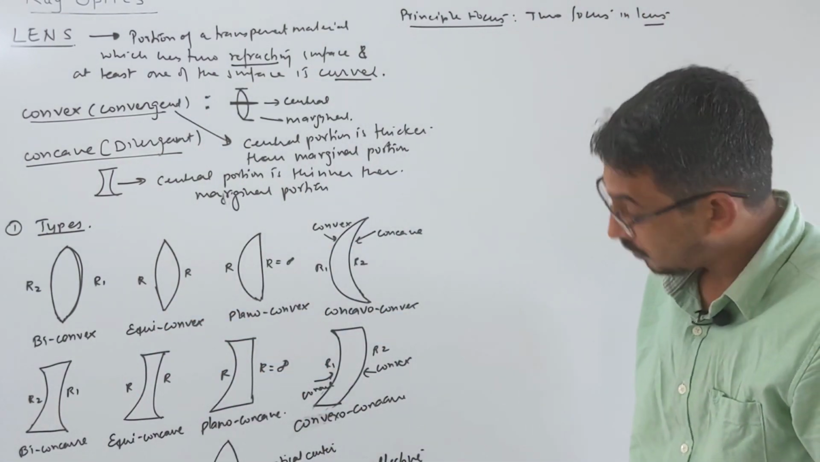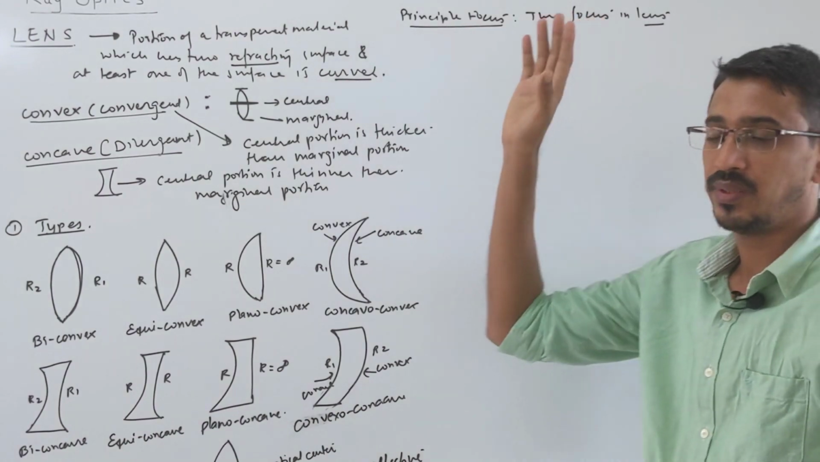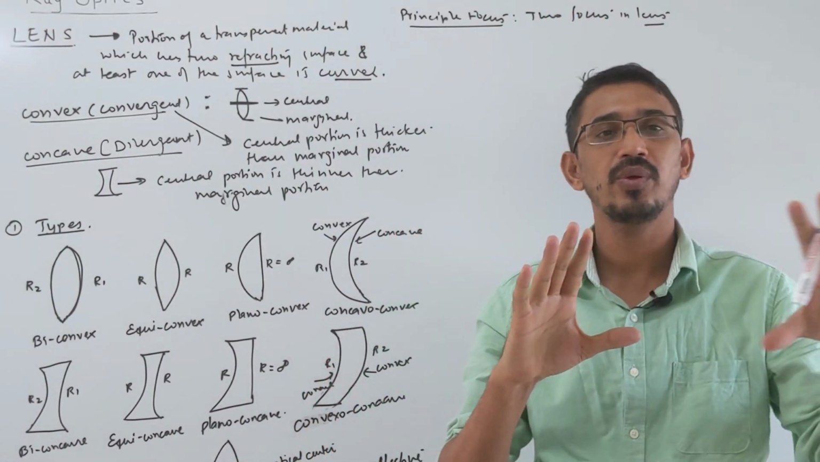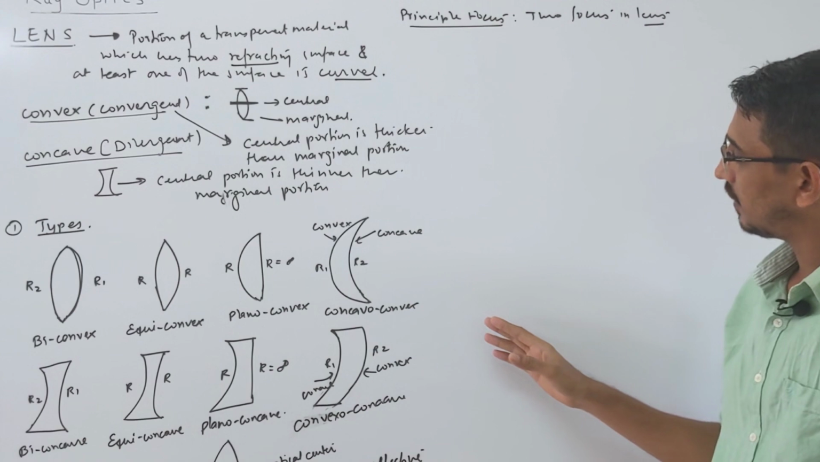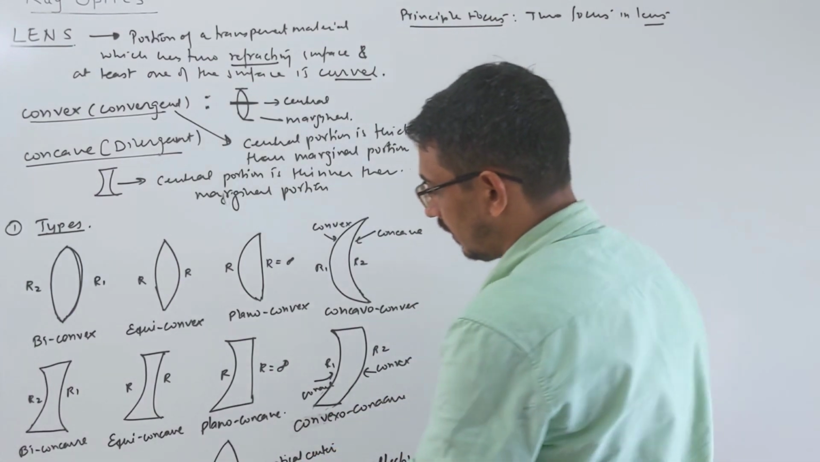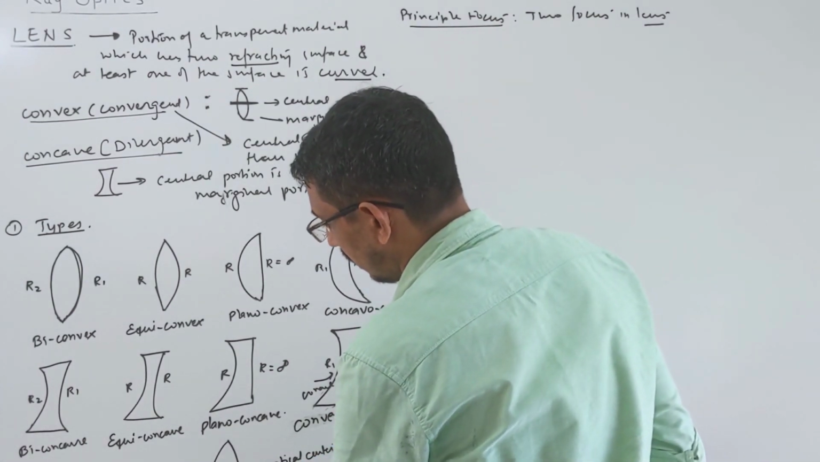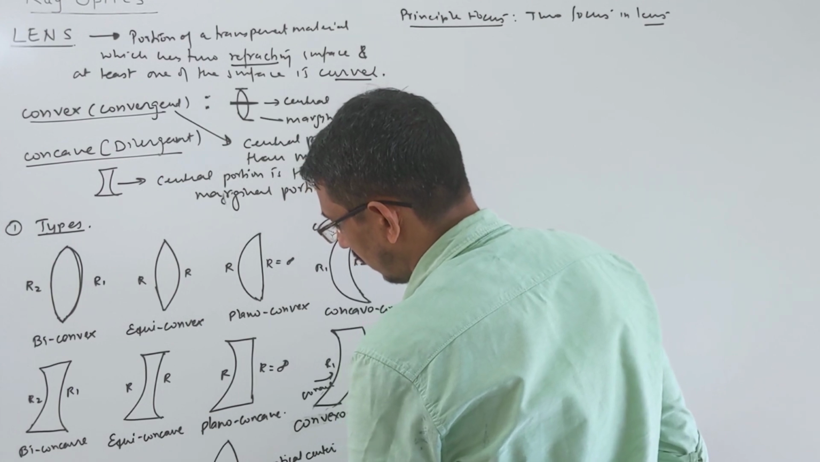Now look here, how do you define focus? You say that if rays are coming parallel to your principal axis, this is your principal axis. Again, the same line. This line is called your principal axis.